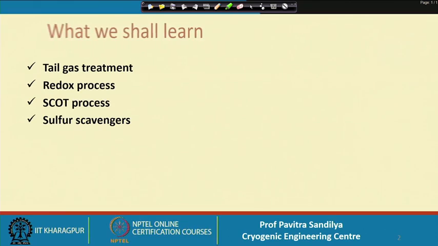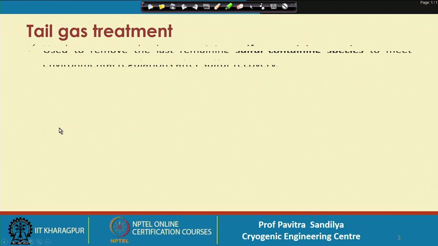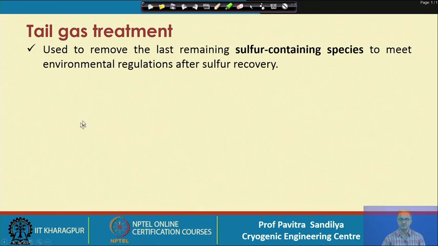Welcome. Today we shall be learning some more processes which are used for the recovery of the sulfur. This is in continuation with the previous lecture on the sulfur recovery. In this particular lecture, we shall be learning about these four processes for the sulfur recovery. First, we come to the tail gas treatment.